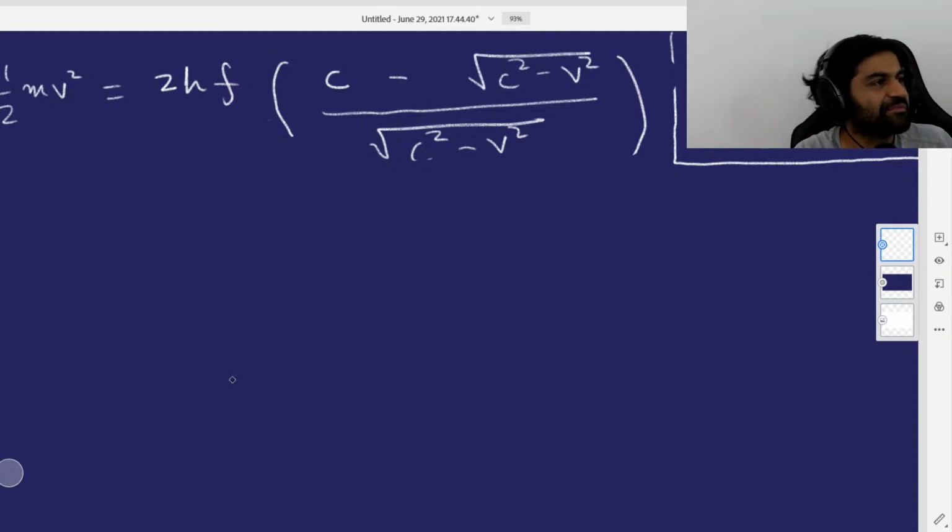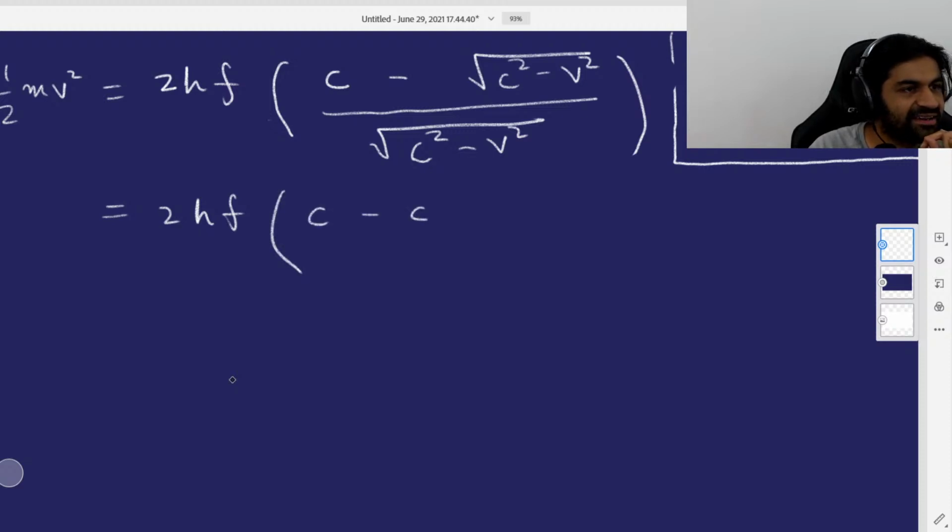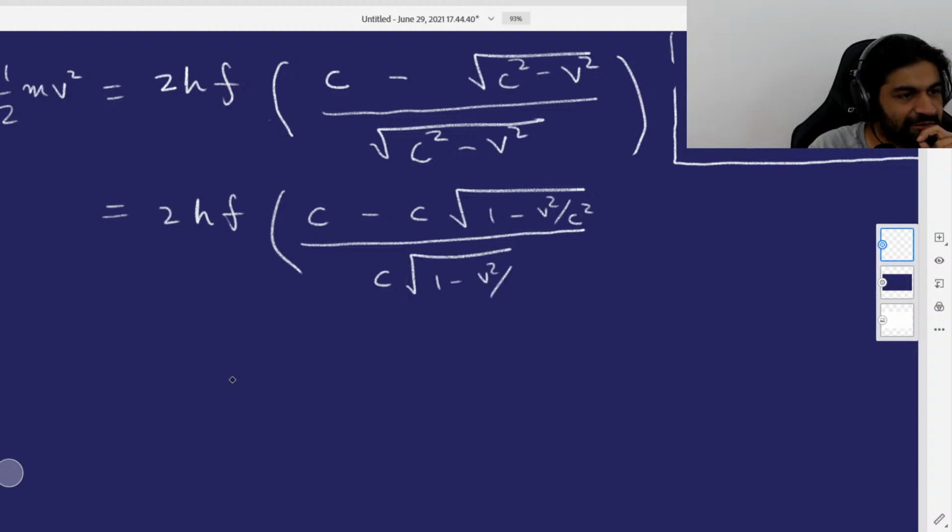OK, thank you. So now I have this, and it's c squared minus v squared. OK, now what I'm going to do is pull a c out of everything. So I have 2hf times (c minus c times the square root of 1 minus v squared over c squared) over (c times 1 minus v squared over c squared). All right, now I can cancel the c's.